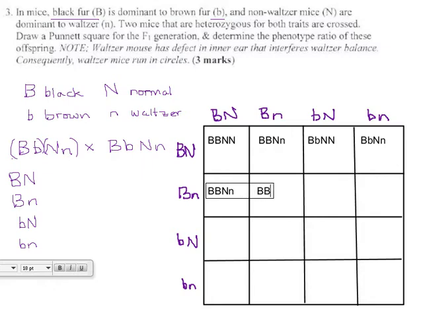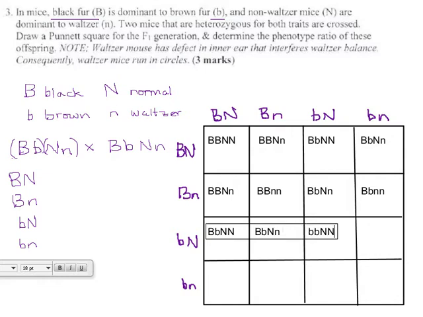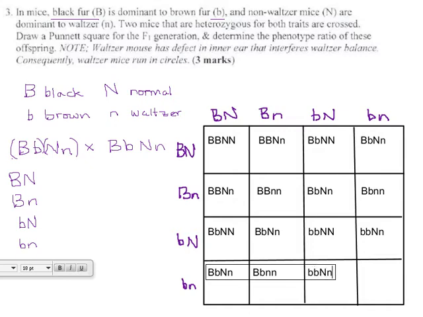Big B, two big B's and two little n's. Big B, big N, little n. Big B, little n, little n. Big B from dad, little b from mom. Big B from both parents, or big N from both parents. Big, little, little. Little, big. Little b's, hetero n's. Hetero b's, hetero n's. Hetero b's, little n's. Little b's, hetero n's. And little b's, little n's.